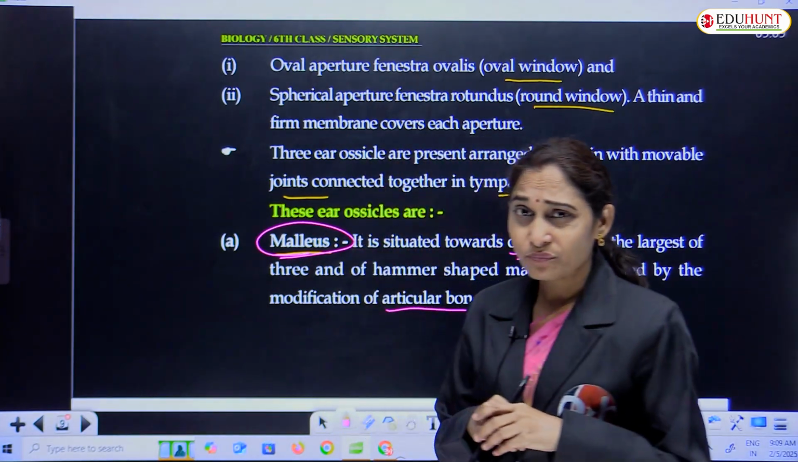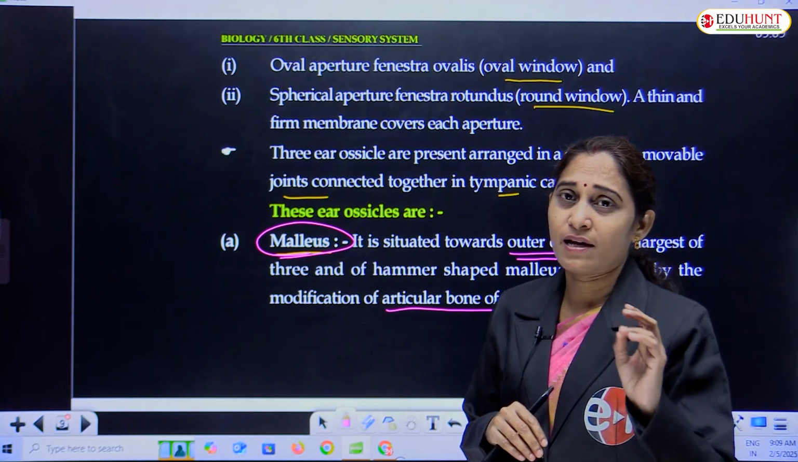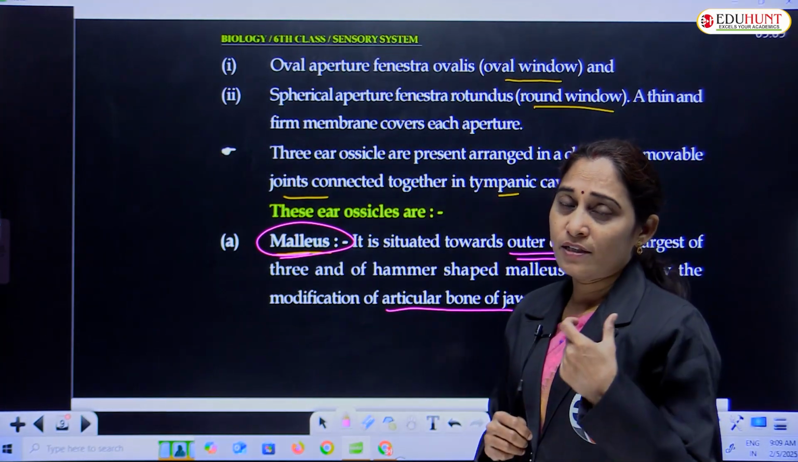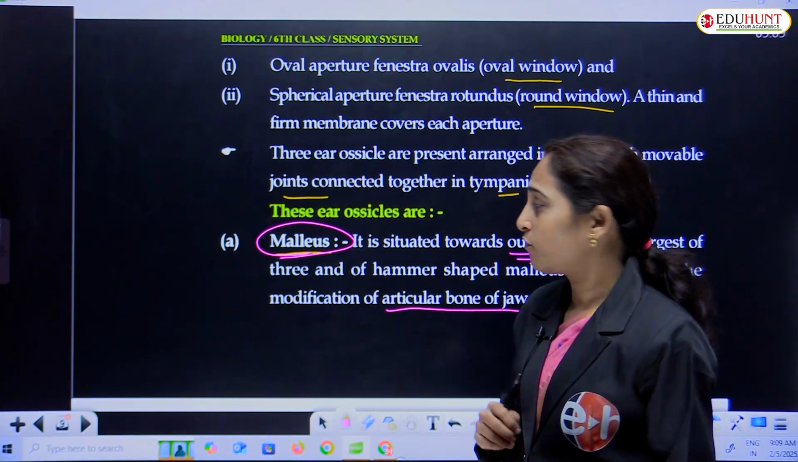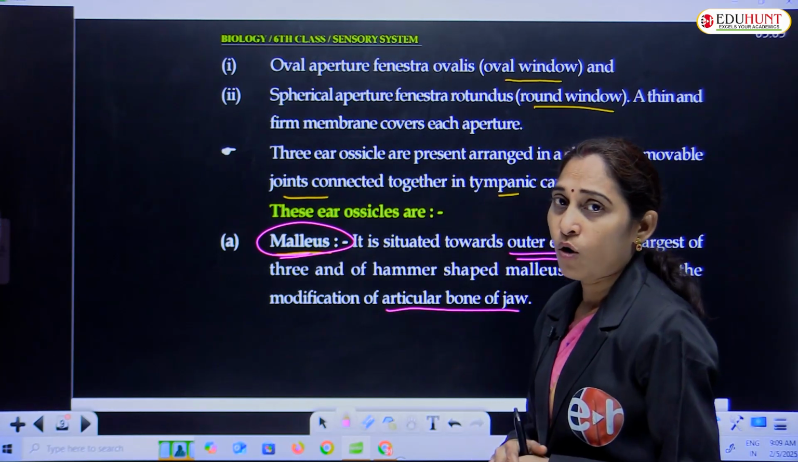Malleus is the biggest one among malleus, incus and stapes. It is the modified bone of the articular bone of the jaw.